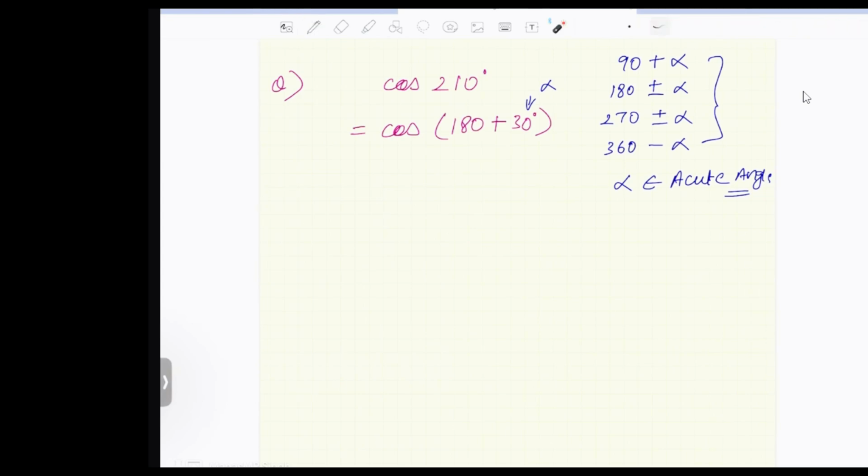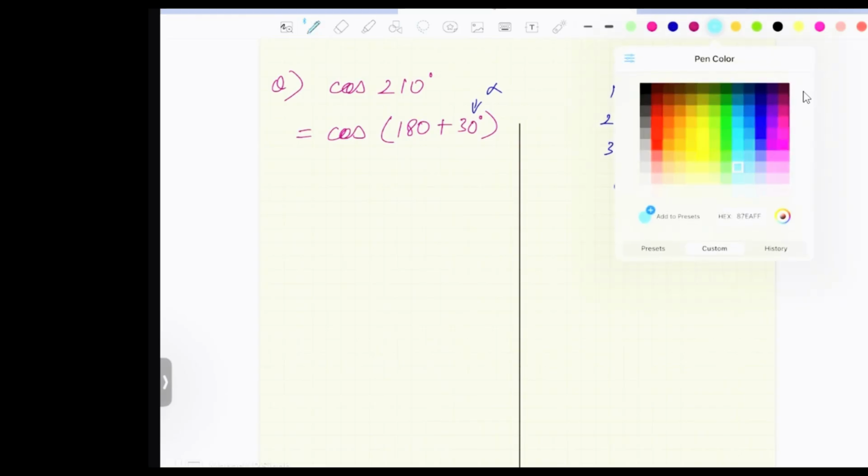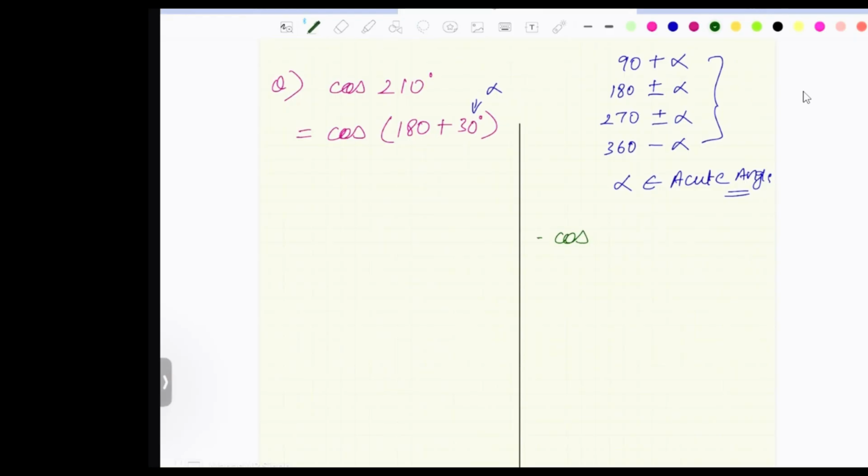There are two ways. I'll show you both. One is I can break it into 180 plus 30. And parallelly, cos 210 can be written as 270 minus 60 also. But either way, you get the same result. I'm showing it because you get the same result from both of them.